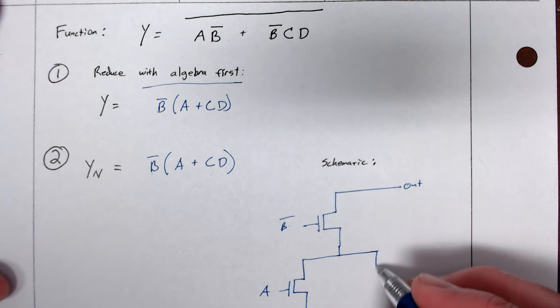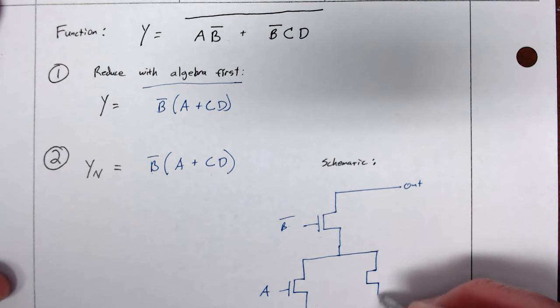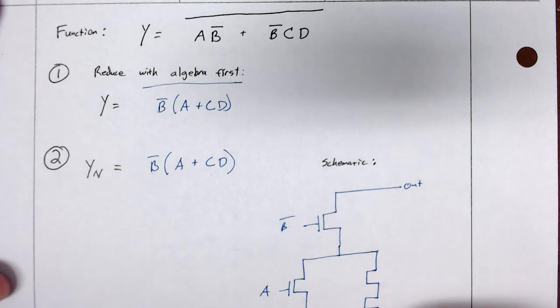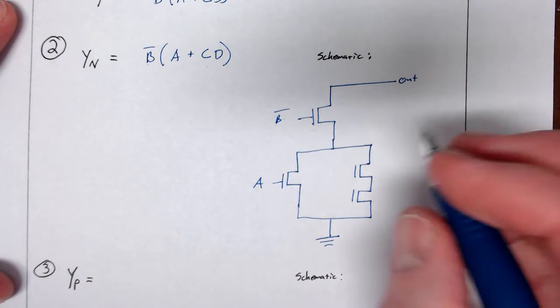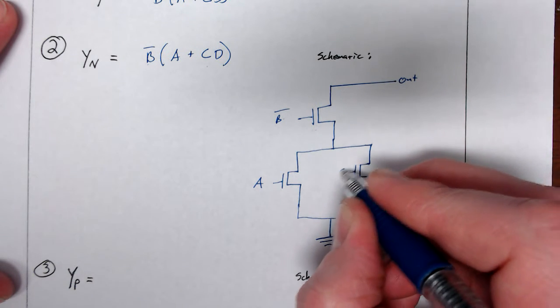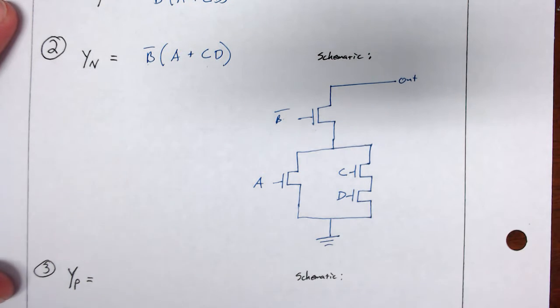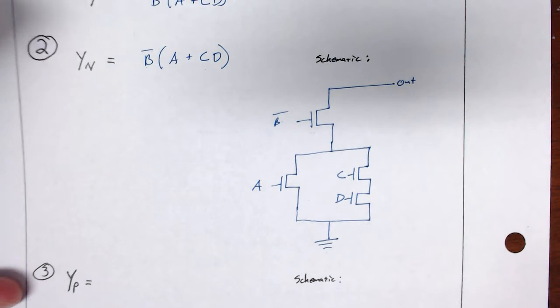Those are both in series. Like that, like that, like that. And this is C, D. That's our schematic for that one.